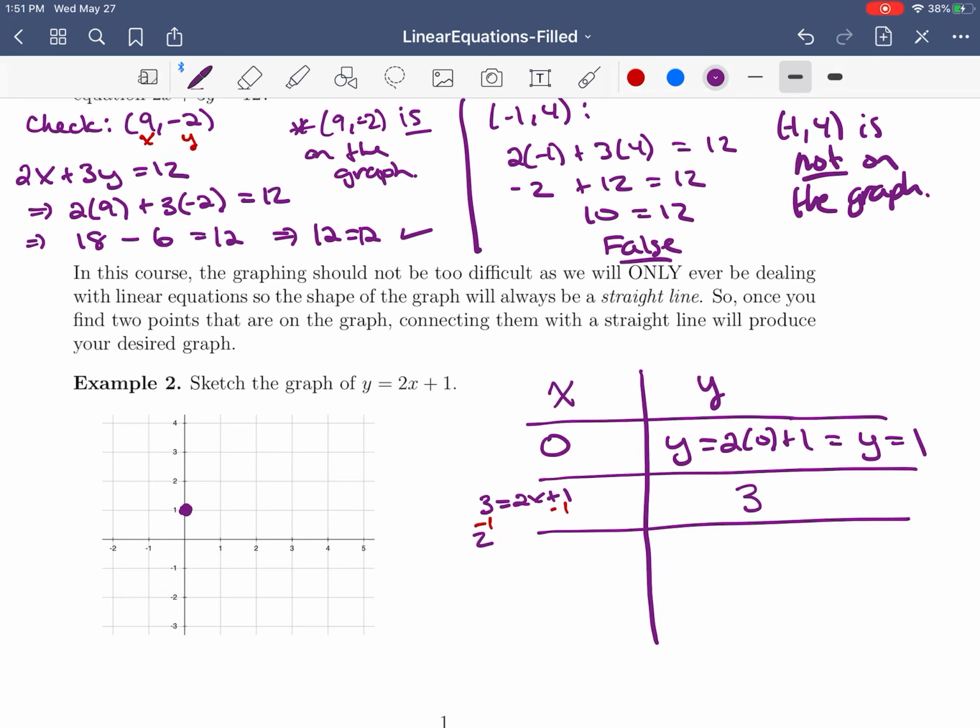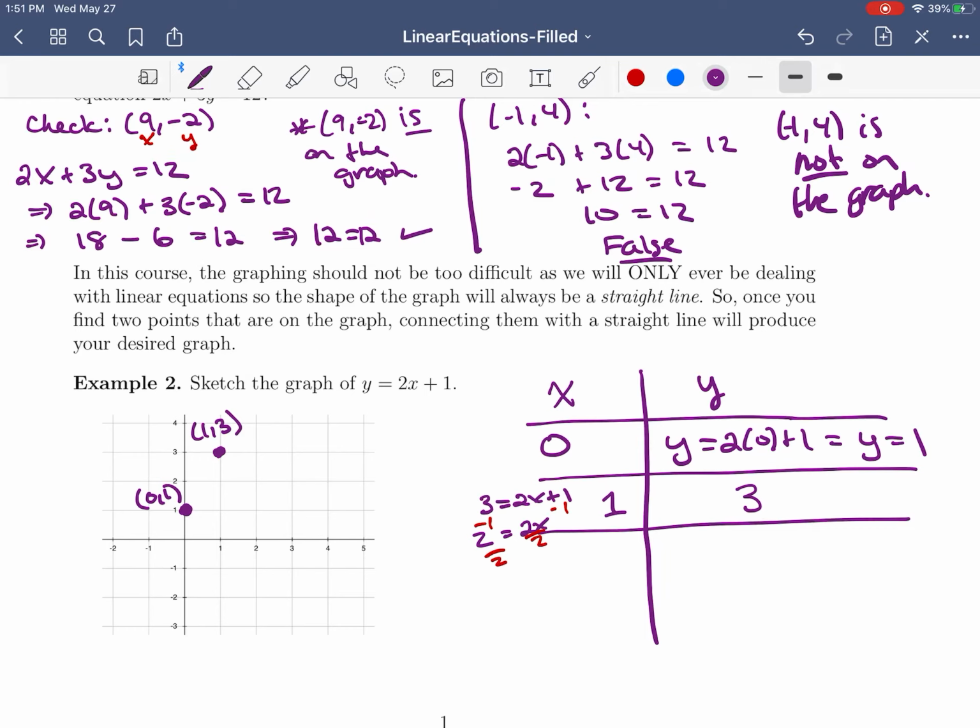So that means I'm going to have 2 equals 2x. So divide by 2. I'm going to get x equals 1. So that means I'm going to have a point at 1, 3. So this first point was the point 0, 1. Now I'm going to have a point at 1, 3. So that's up here.